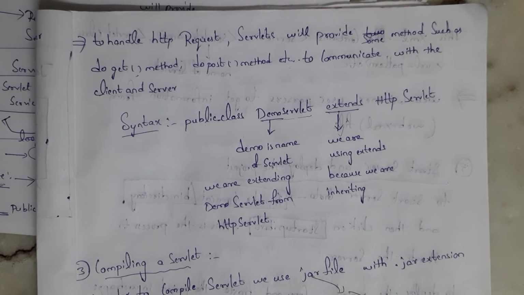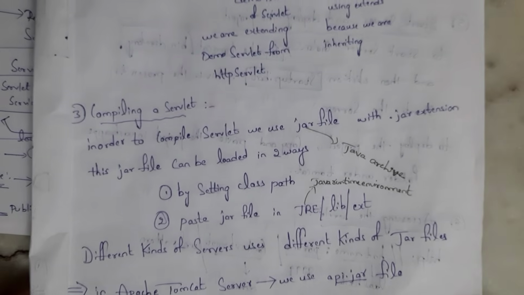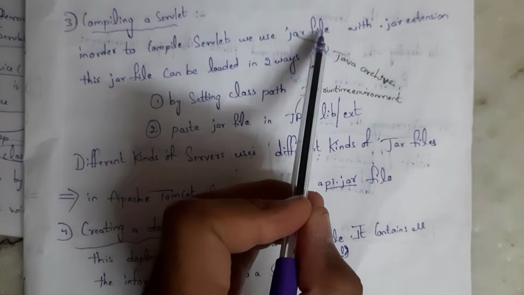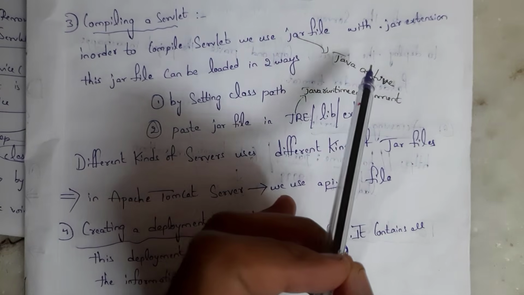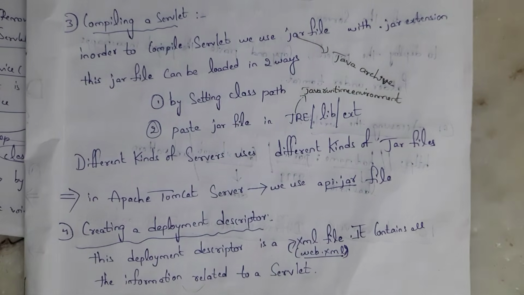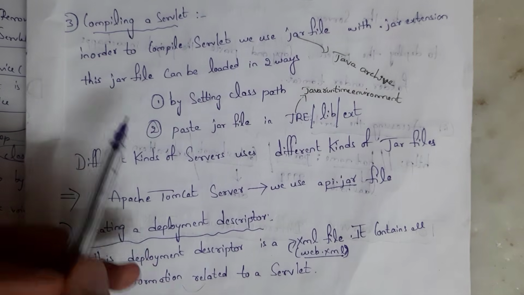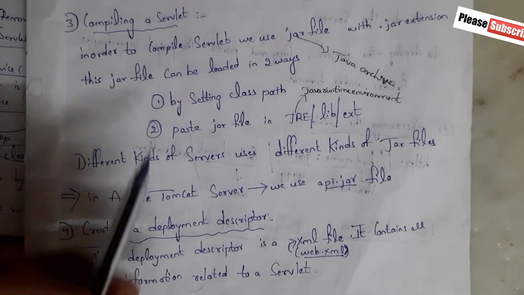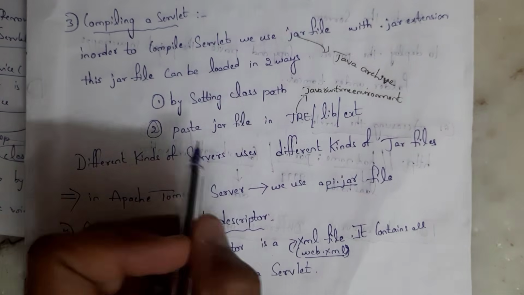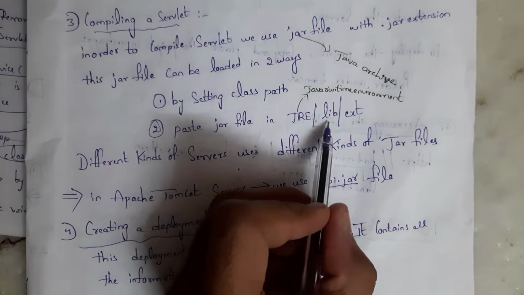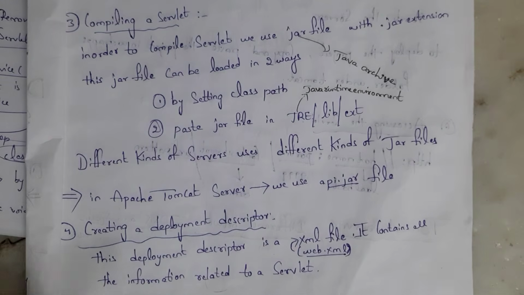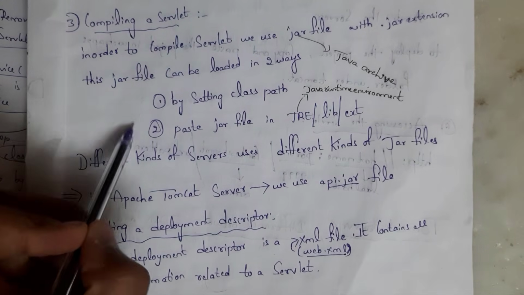In step 3, after creating the servlet, we need to compile that servlet. In order to compile the servlet, we use a jar file, where jar stands for Java Archive. We can load this jar file in two ways. The first one is by setting the classpath, and the next one is by pasting the jar file in the JRE lib ext location. In this location, we need to paste our jar file. These are the two ways we can load the jar file.